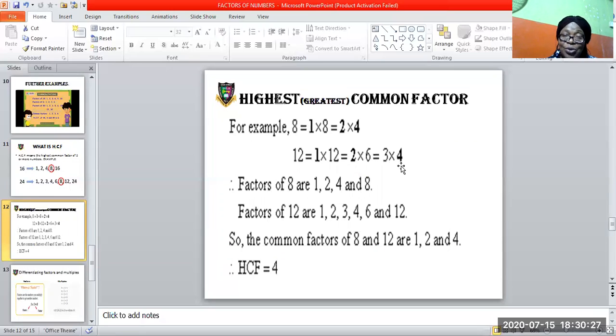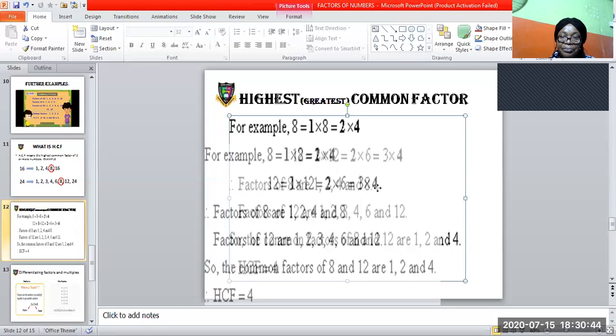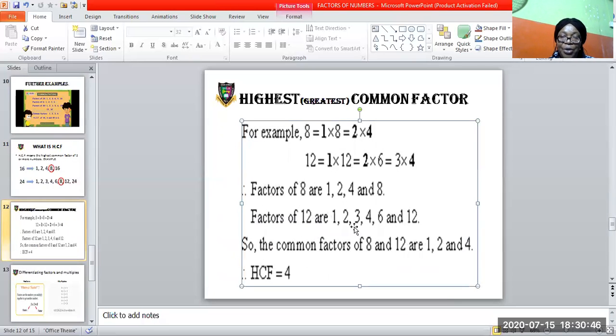What are the factors of 8? Factors of 8 are 1, 2, 4, and 8. Are we together? Then factors of 12 are 1, 12, 2, 6, 3, and 4. Are we there? Beautiful. Now, if we have these as the factors, what is the highest common factor?